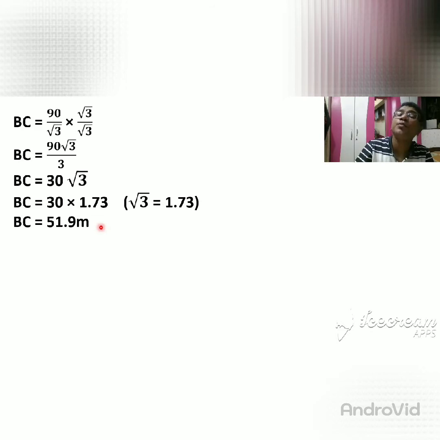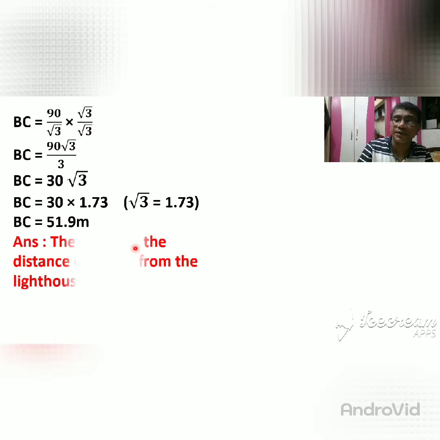This problem is very important, my students. This comes in the exam so many times. So you should practice this problem so many times. So 51.9 meter is the distance between the ship and the lighthouse.